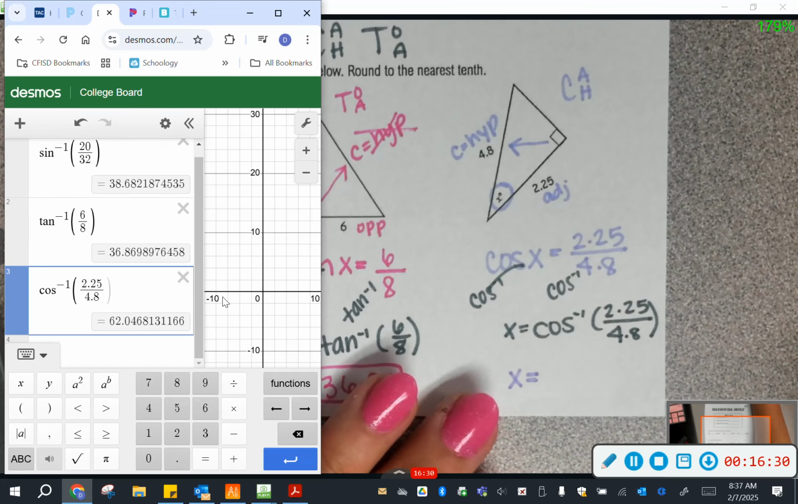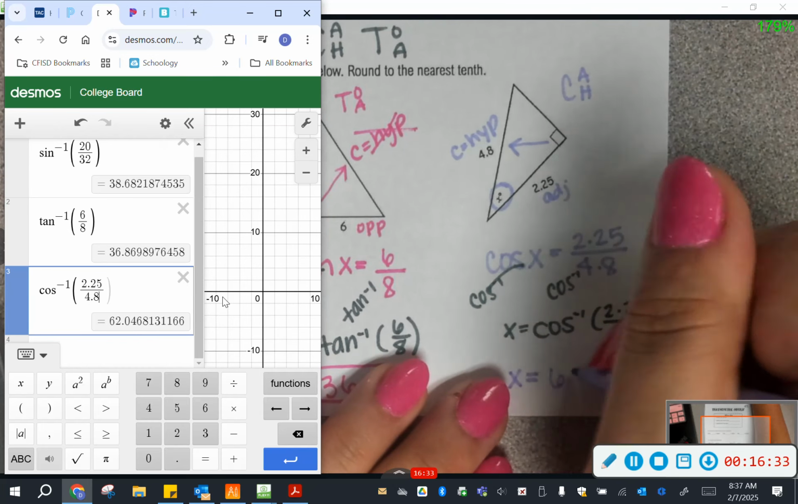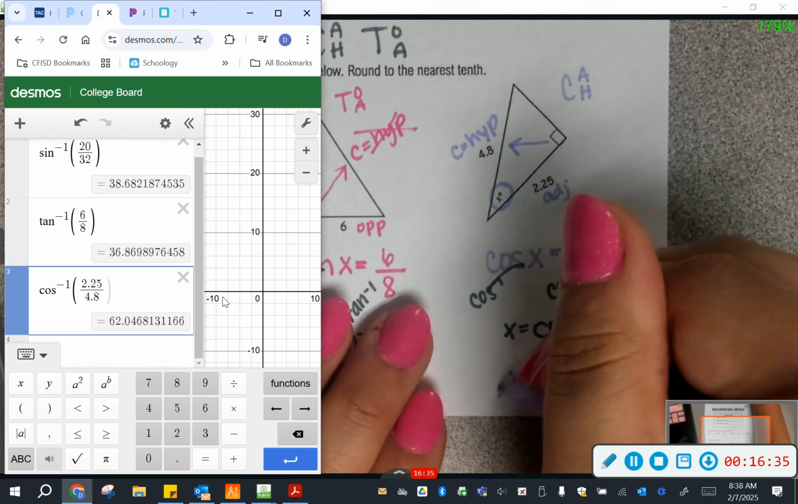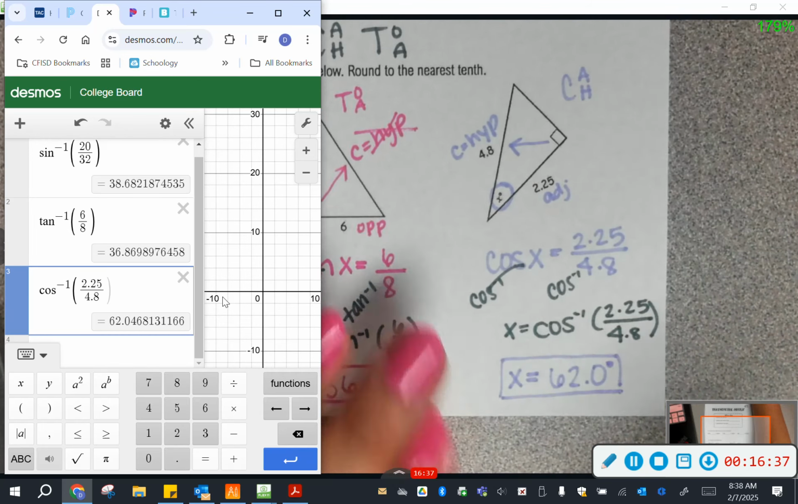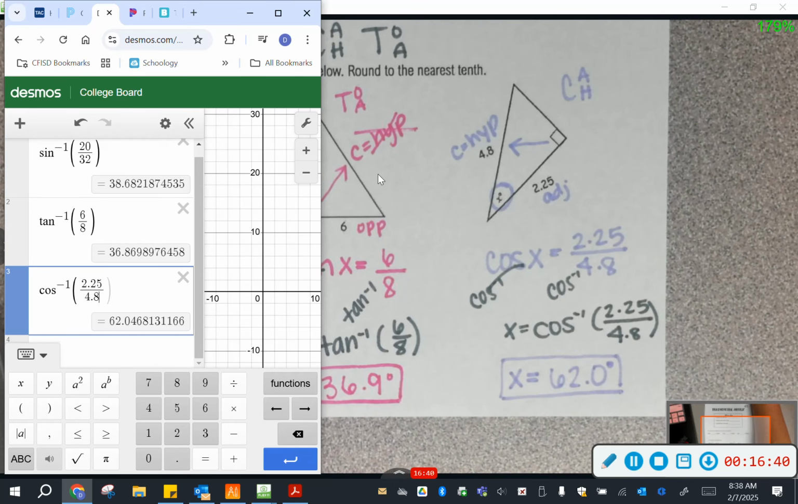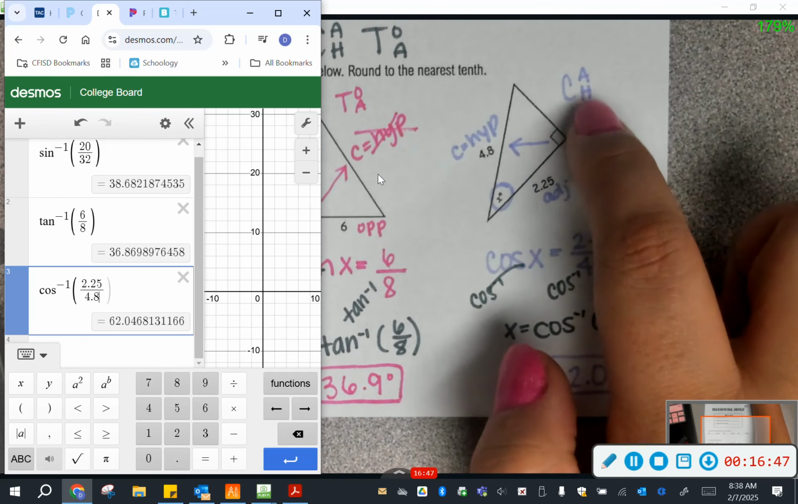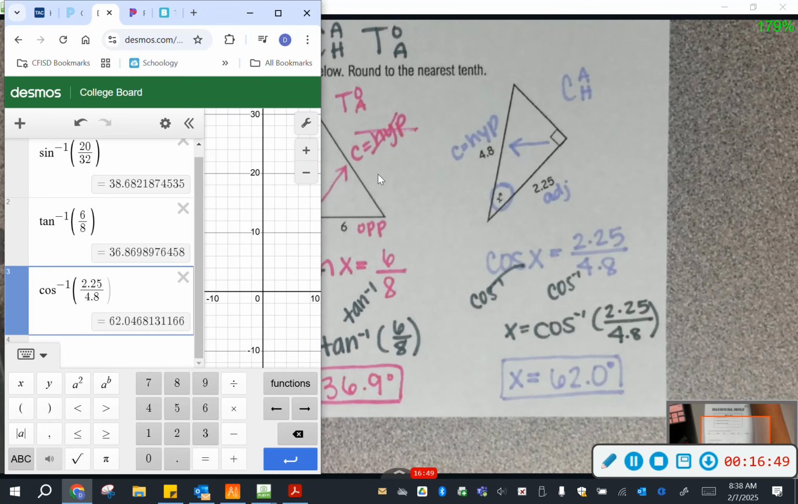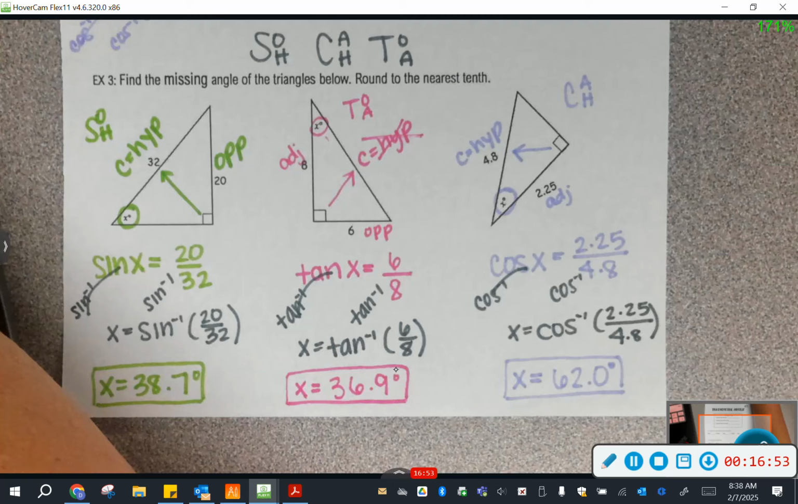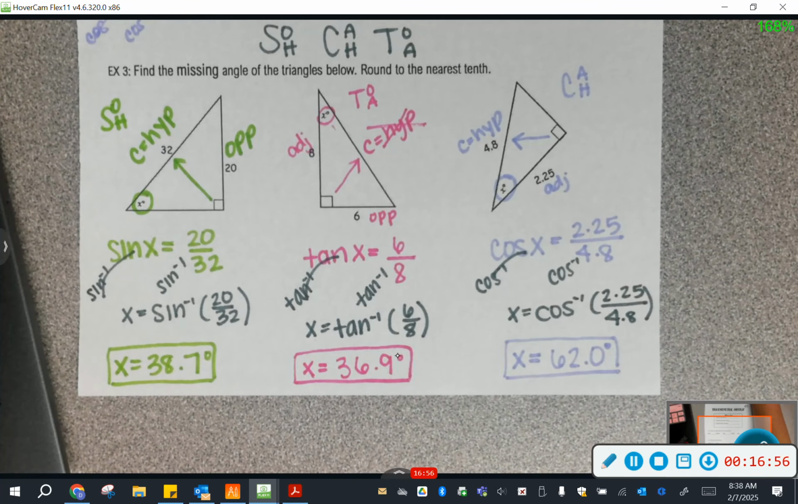What did we get as our answer? 62.0 degrees. Did y'all all agree that this is cosine? It's adjacent, it's right next to, and hypotenuse, which is CAH. A over H, and do inverse. Do I have any questions about any steps I took? No. All right, we have 27 minutes, but 2 things.